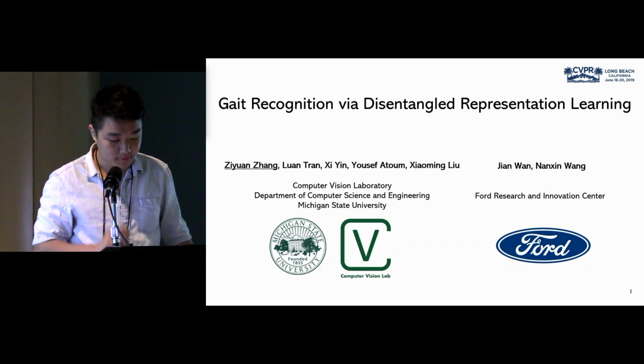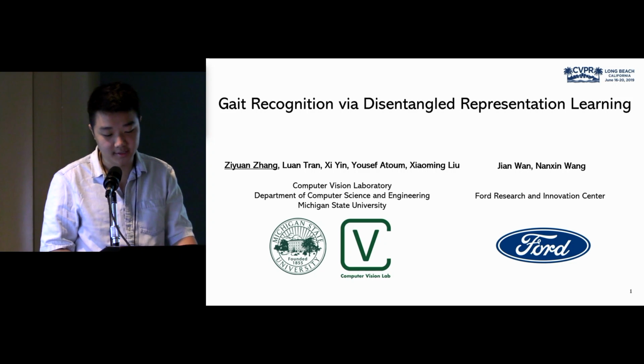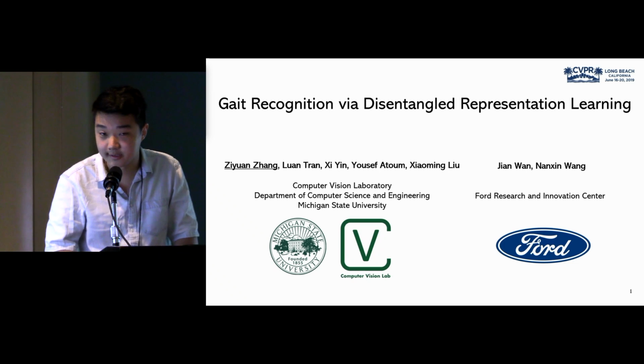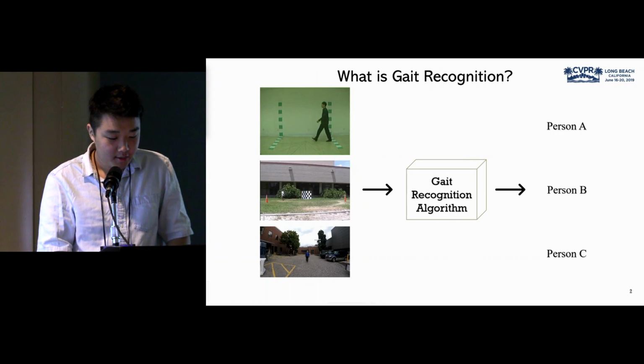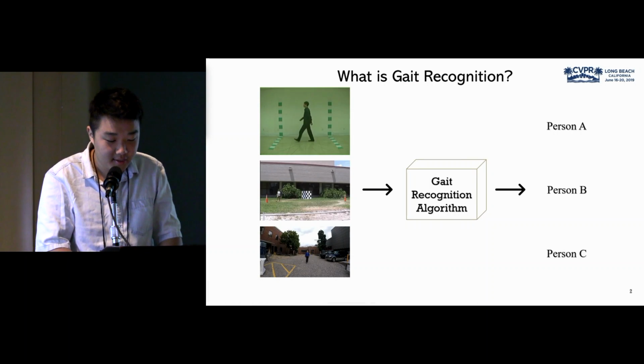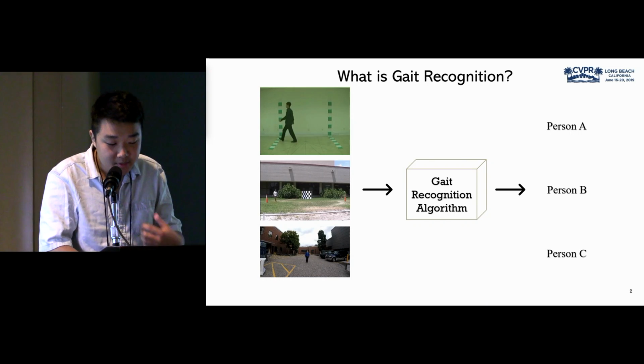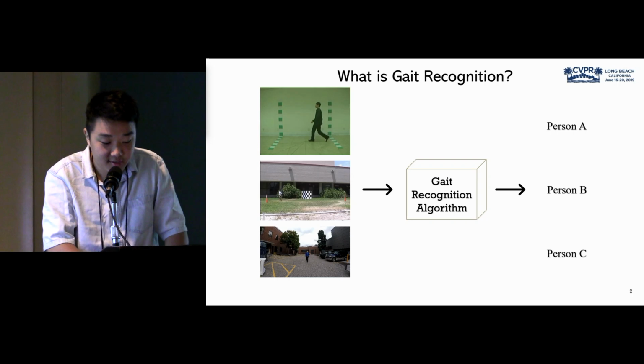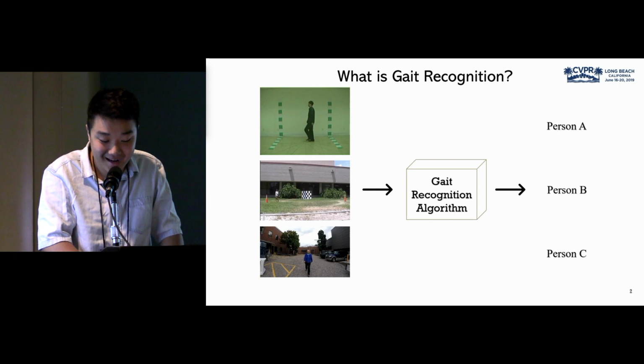Hello, everyone. My name is Zhang from Michigan State University. Today, I'm going to present a work on gait recognition via disentangled representation learning. So what is gait recognition? Here are some examples shown here. It aims to identify individuals by the way they walk under different variations like changing clothes, carrying a bag, or different view angle.